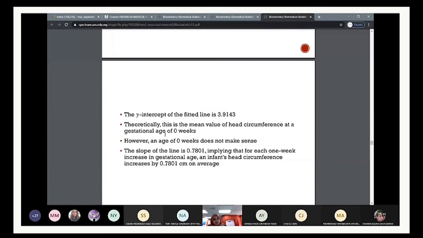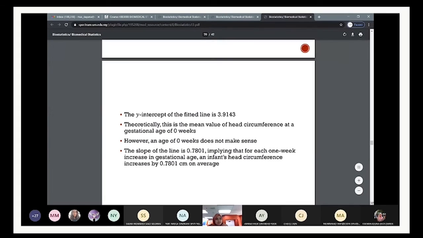However, an age of 0 weeks does not make sense. So the slope of the line is 0.78, implying that every 1 week increase in the baby's age, the head circumference of the infant will increase by 0.78 centimeter on average. Okay, that's what the line means.